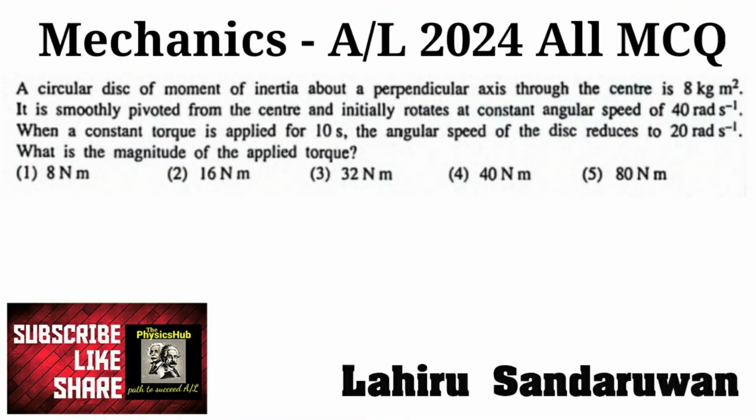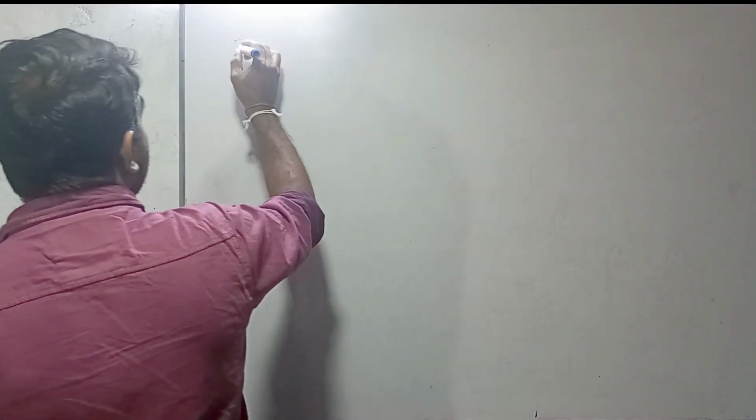Question number 5. A circular disk has a moment of inertia of 8 about a perpendicular axis through its center. It is smoothly pivoted at the center and initially rotates at a constant angular speed of 40 radians per second. When a constant torque is applied for 10 seconds, the angular velocity of the disk reduces to 20 radians per second. What is the magnitude of the applied torque? We can use the equation tau equals I alpha.